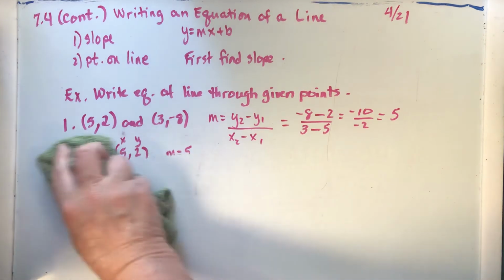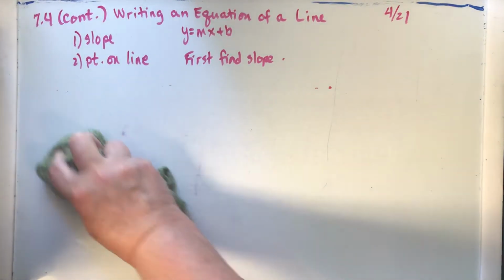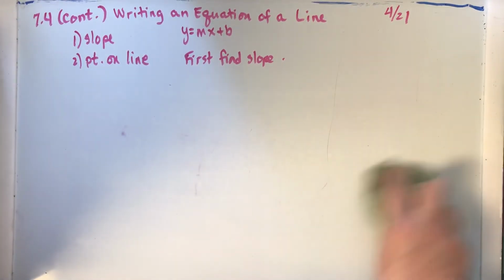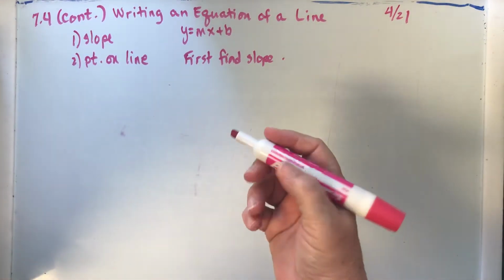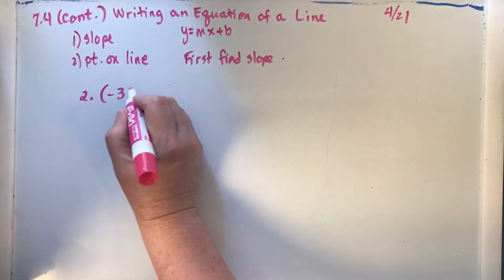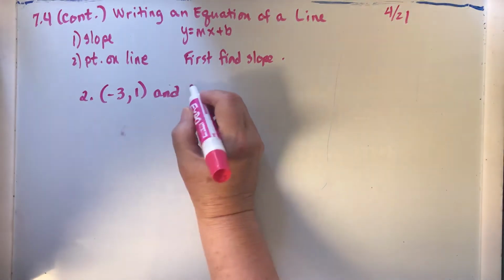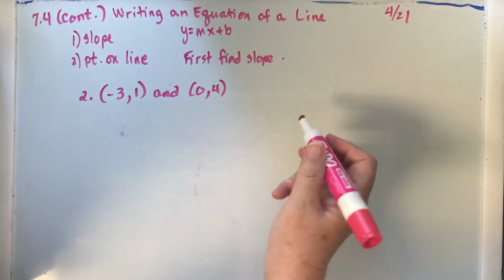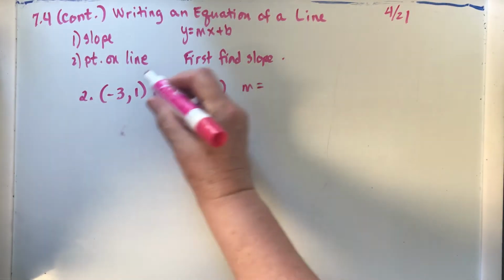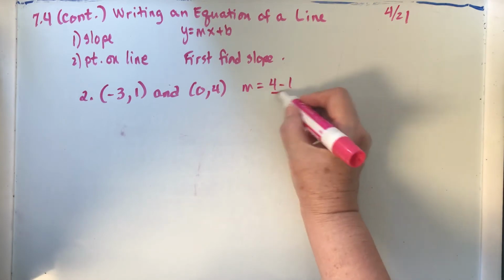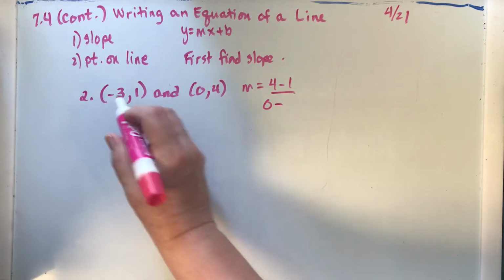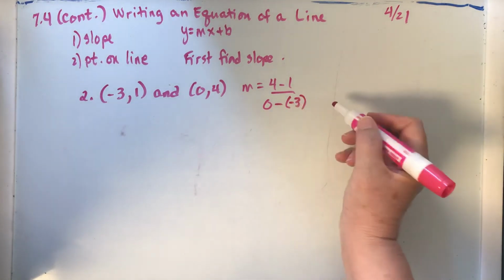All right, so let's do one more. And I'll tell you right now, when they give you negatives in these points, please do your work very carefully. All right, second example, last example. Suppose we're given the 2 points -3, 1 and 0, 4. First we have to find our slope. Our slope is y minus y, so that's going to be 4 minus 1, over x minus x, so this is going to be 0 minus a -3. That's when you need to be careful with all those negatives.